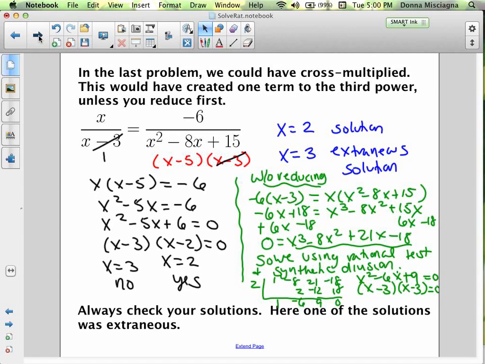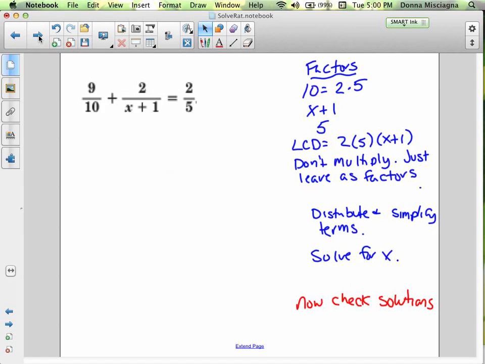And this one really is another problem, not just another way to solve the same problem. All right, so here we have 9/10 plus 2 over x plus 1 equals 2/5. Nothing to factor, so we're done factoring. Now, we want to make sure we use the least common denominator, right? So 10 is 2 times 5, right? And then we have an x plus 1, and we have a 5. So we need one factor of 5. We need one factor of x plus 1.